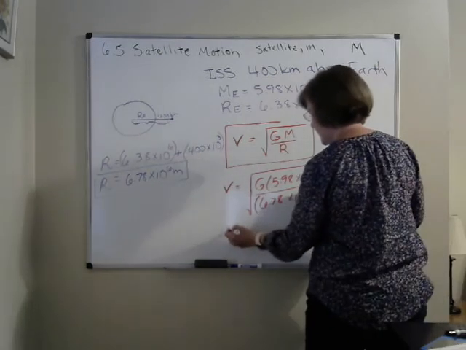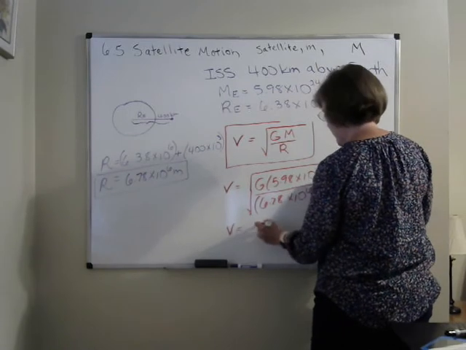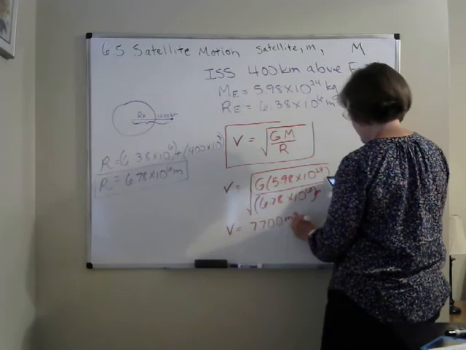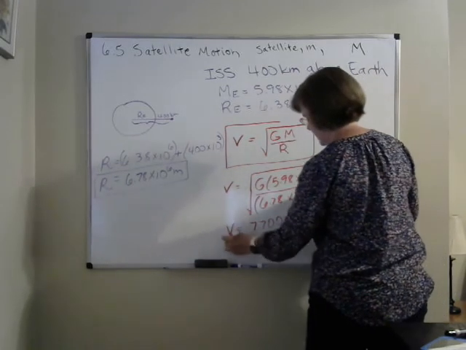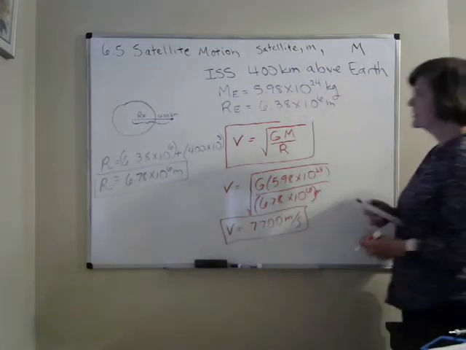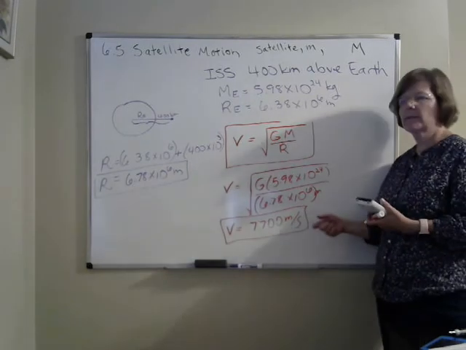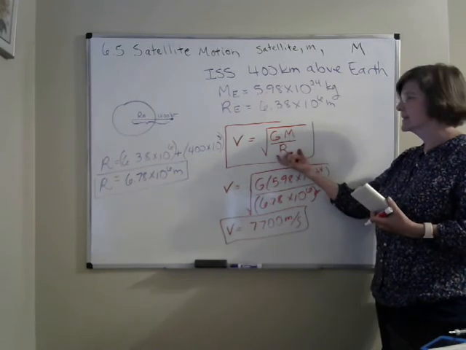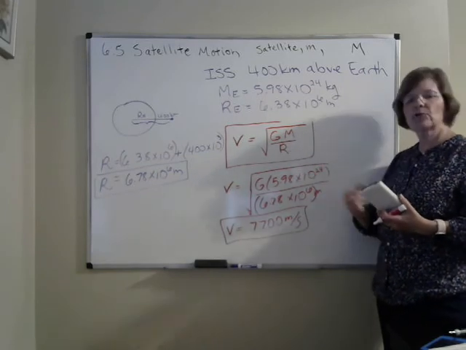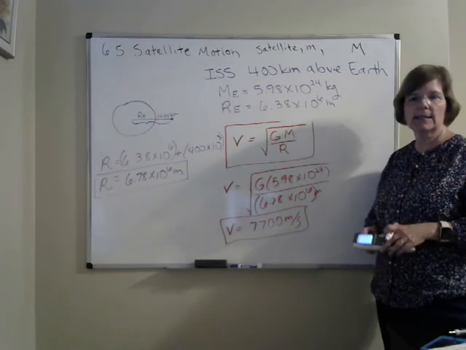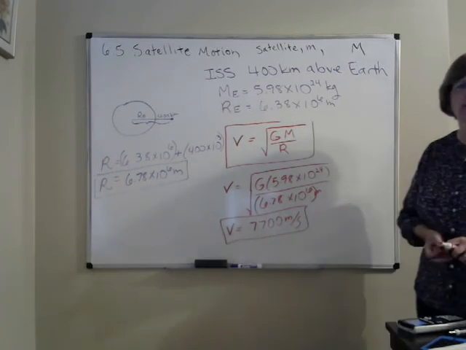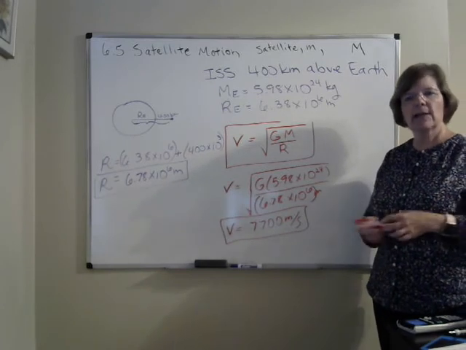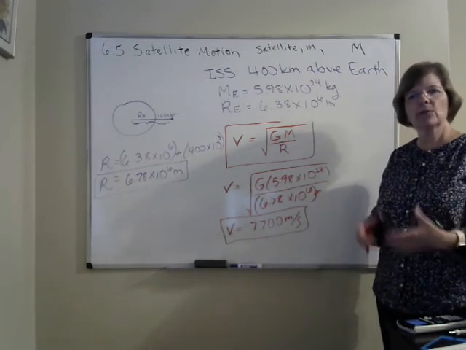And we find out that it has to be traveling at about 7,700 meters per second. Notice earlier I said it needed to be about 8,000, but it turns out as you get farther and farther, as this radius increases, the actual speed of the satellite decreases. Notice the moon orbits us, but it doesn't have to go near as fast as the International Space Station would have to travel in order to orbit us.